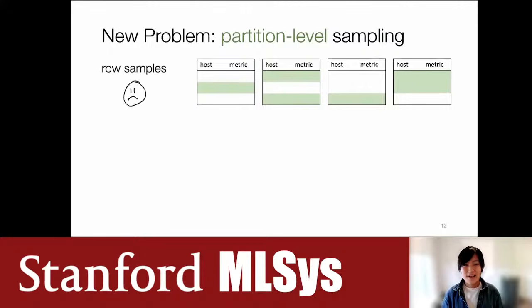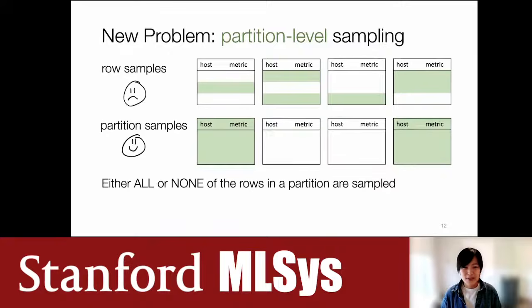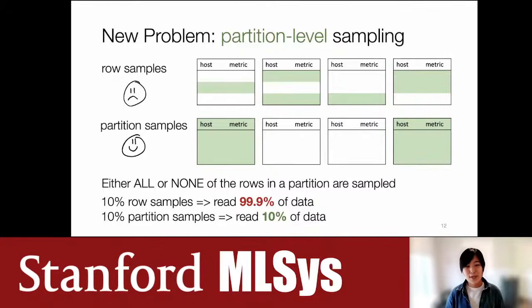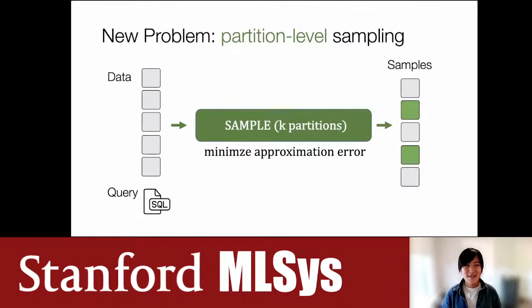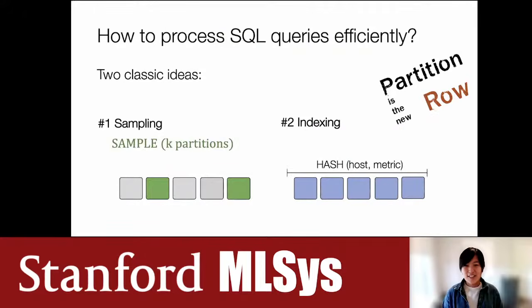Since sampling on the row level is expensive, the natural question is, can we sample on the partition level instead? By partition level, I mean that you either read all or none of the rows in a partition. And unlike row-level sampling, if you take a 10% partition-level sample, you only need to read 10% of the data. So the new problem is that, given a dataset and a query, how do I select the best partitions to minimize the approximation error to SQL queries? So that's the story on the sampling side.